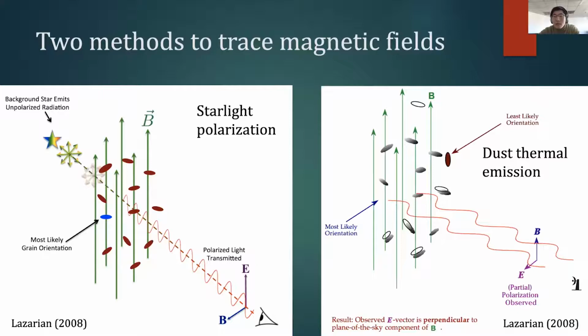The other method is called the observation of dust thermal emission. These dust grains will also emit radiation, and the wavelength of its radiation is at submillimeter level, which lines up with the grain's long axis. So we can derive the direction of the magnetic field by detecting the thermal emission of dust grains as well, which is perpendicular to the magnetic field.